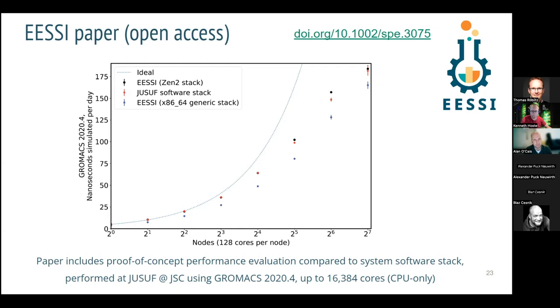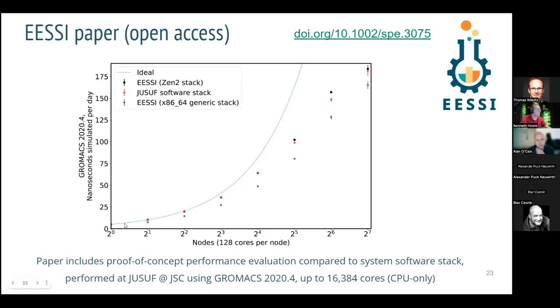We did 3 different measurements here. We did the EESSI stack with Zen 2 support. We also looked at what would happen if we ran just the generic binaries that were compatible with the system, but don't use all the features available with Zen 2. The black one is EESSI, and the blue one is EESSI with the generic binaries. Then we compare that to the same software package, not built in exactly the same way, pretty close, but the same version of GROMACS, just built in slightly different ways.